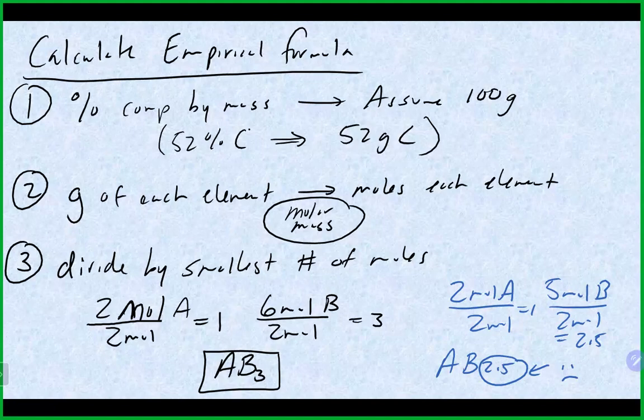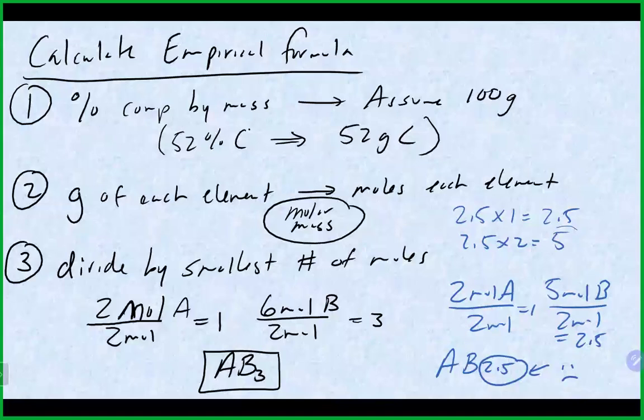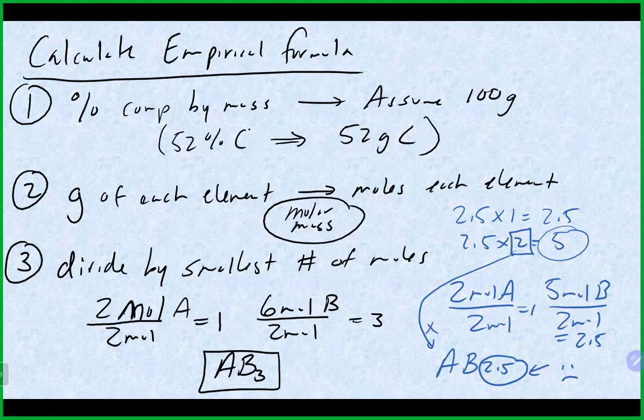So again, what you have to do is figure out what you can multiply that by to end up with a whole number. And in this case, you can multiply it by 2 and you will end up with a 5. That's a whole number. You would then take that factor of 2 and multiply that empirical formula by it, so that's everybody in the empirical formula. So you would end up with A2B5 as your proper empirical formula at that point once you do that.